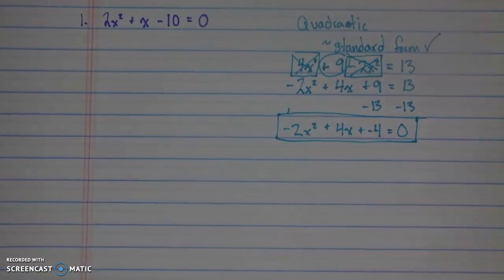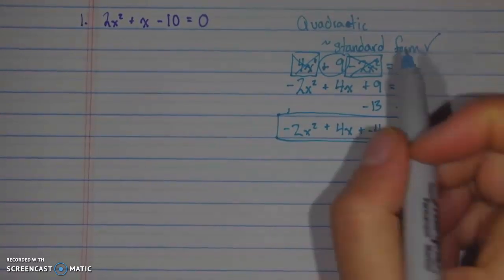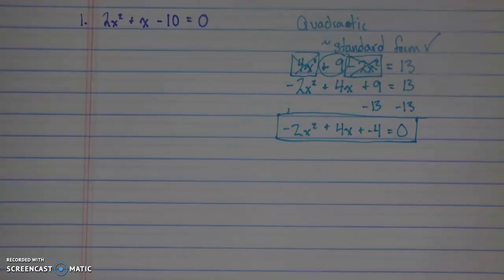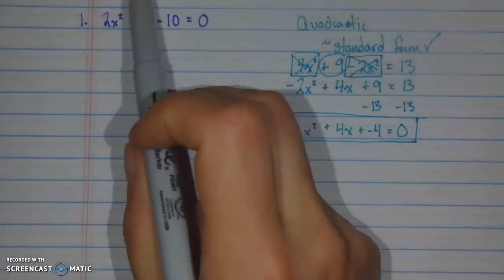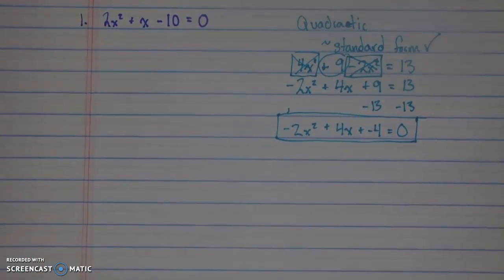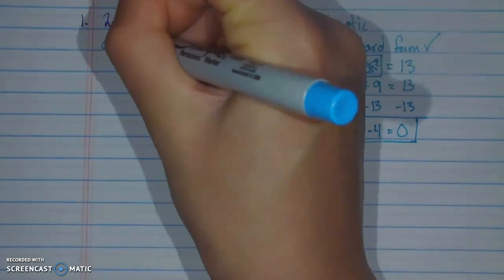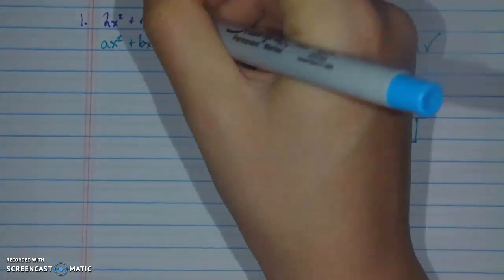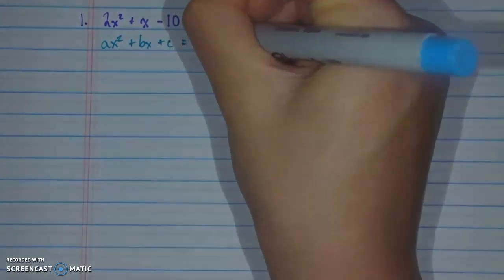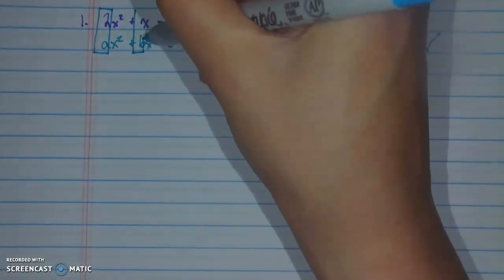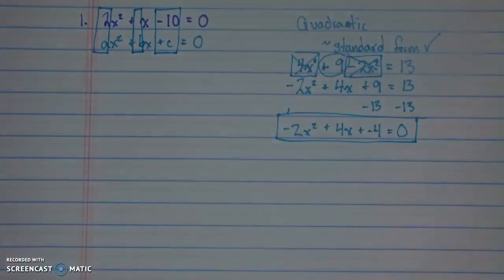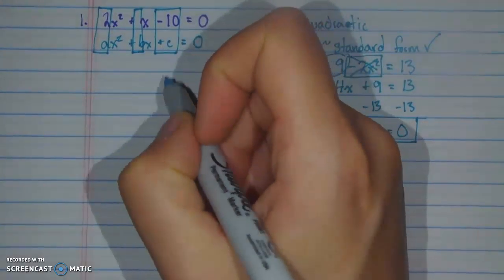So I want you guys to always check if it's in standard form first. The reason why is we're going to use standard form to help us with our formula for solving this quadratic. So let's look at that next. Standard form we typically write out like this: ax squared plus bx plus c is equal to 0. Now you can see right here what our variables are. I've got whatever's in front of the x squared, whatever's in front of the x, and then whatever is added on at the end. Those are my a, b, and c.